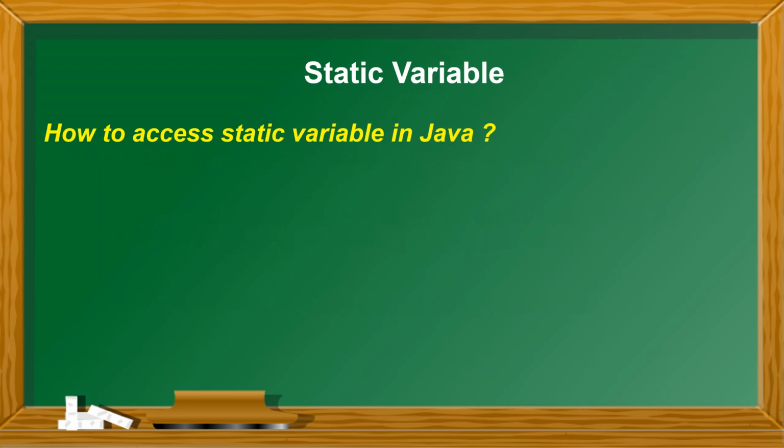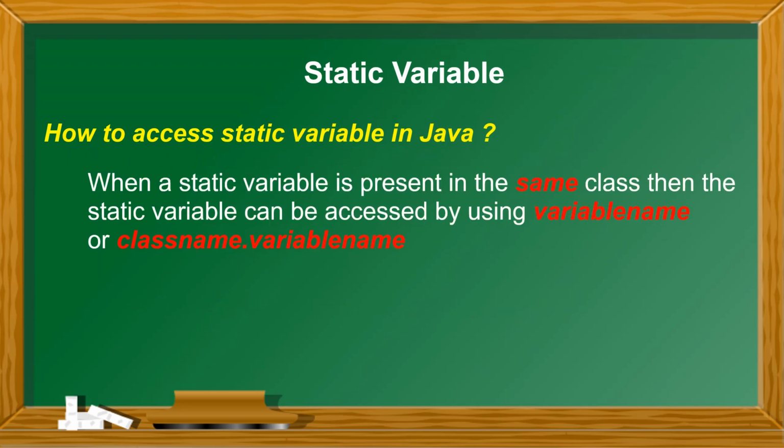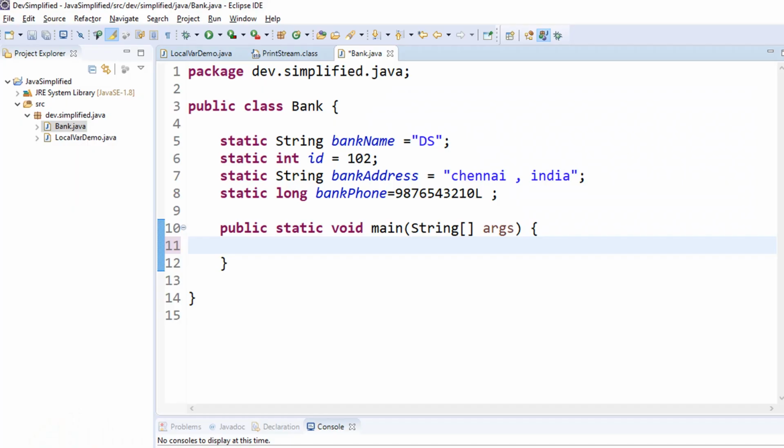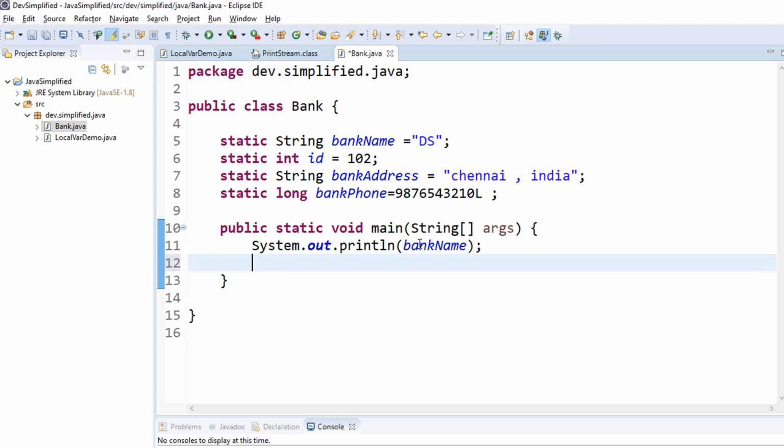How to access a static variable in Java? When a static variable is present in the same class, then the static variable can be accessed by using the variable name or class name dot variable name. It can be accessed directly by using the variable name, that is bankName, or else, say, class name dot variable name, Bank.bankName.